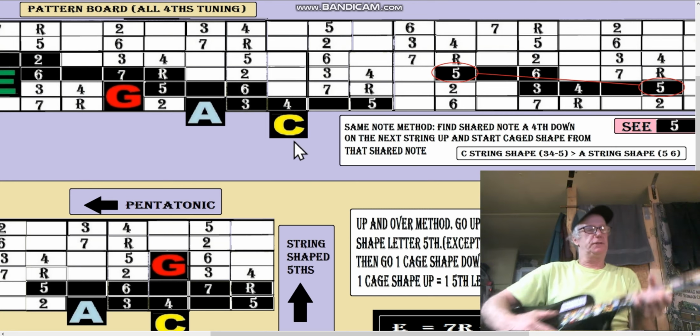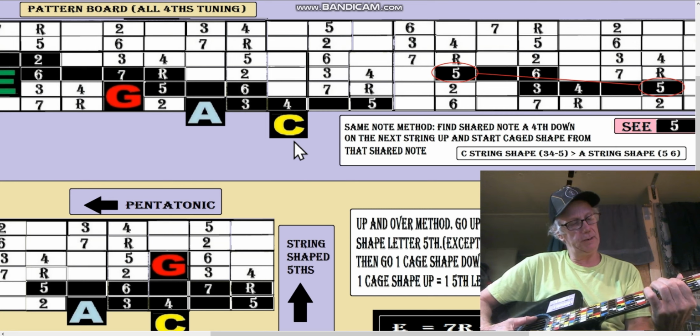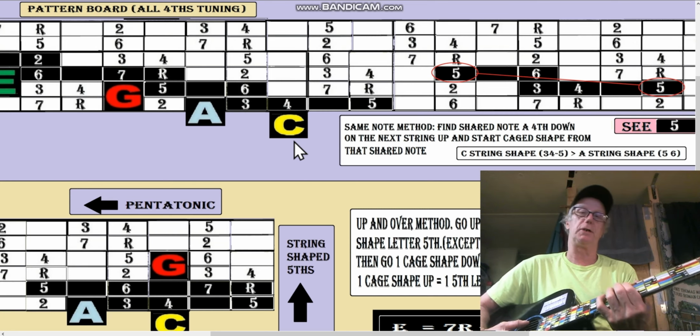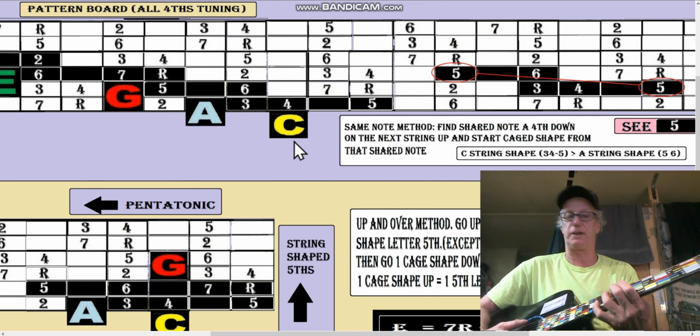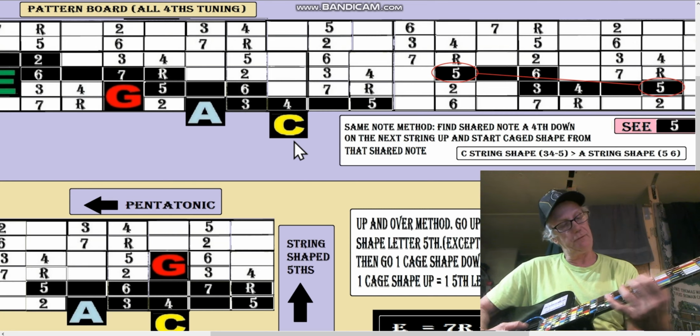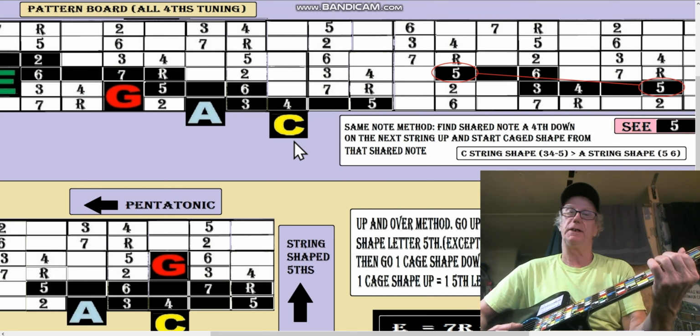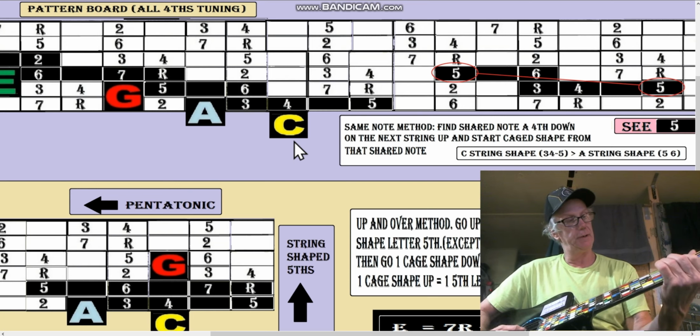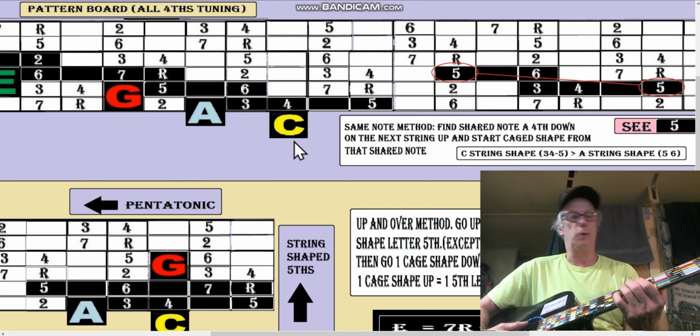So with the C pattern, it would be 3, 3, 4, 5, and normally on the same string you want to go one caged up, it would be 5, 6. Here 3, 4, 5, just find the 5 over here and do 5, 6. That's it. This is our shared note. That's one method.